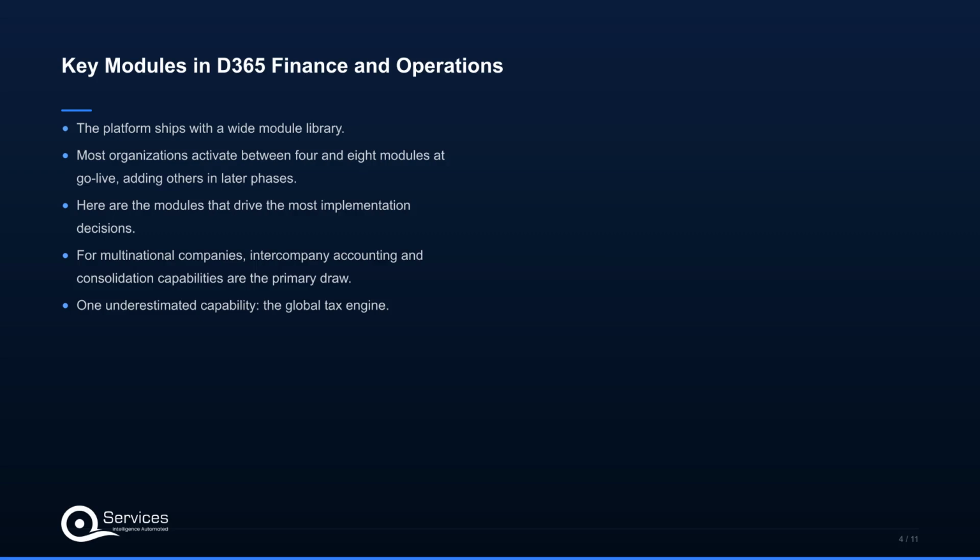Next up, moving on to key modules in D365 Finance and Operations. The platform ships with a wide module library. Most organizations activate between 4 and 8 modules at go-live, adding others in later phases. Here are the modules that drive the most implementation decisions. The Financial Management module covers accounts payable, accounts receivable, general ledger, fixed assets, cash and bank management, and financial reporting. For multinational companies, intercompany accounting and consolidation capabilities are the primary draw.